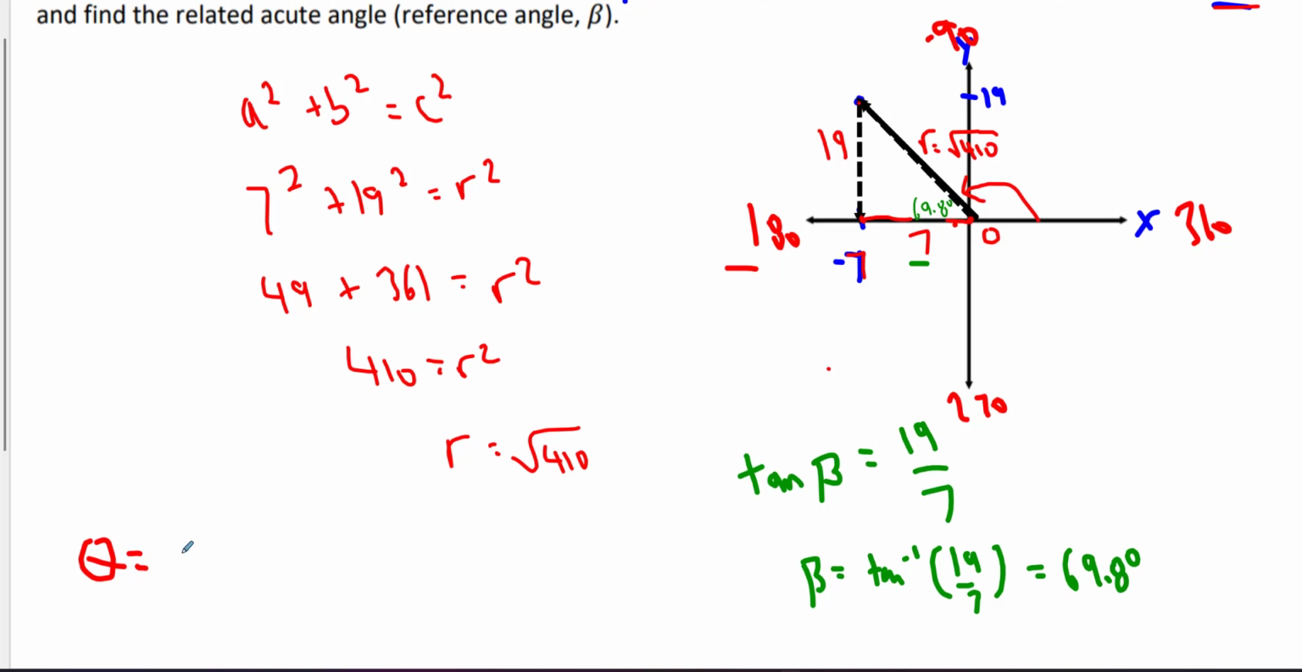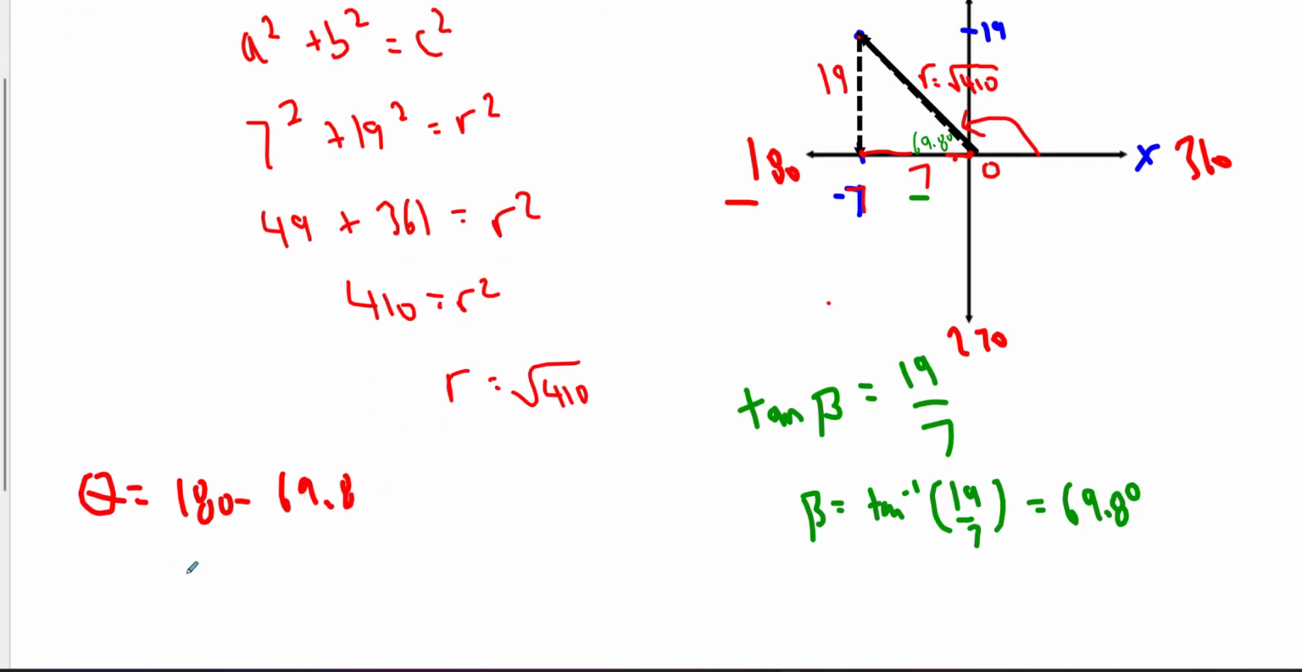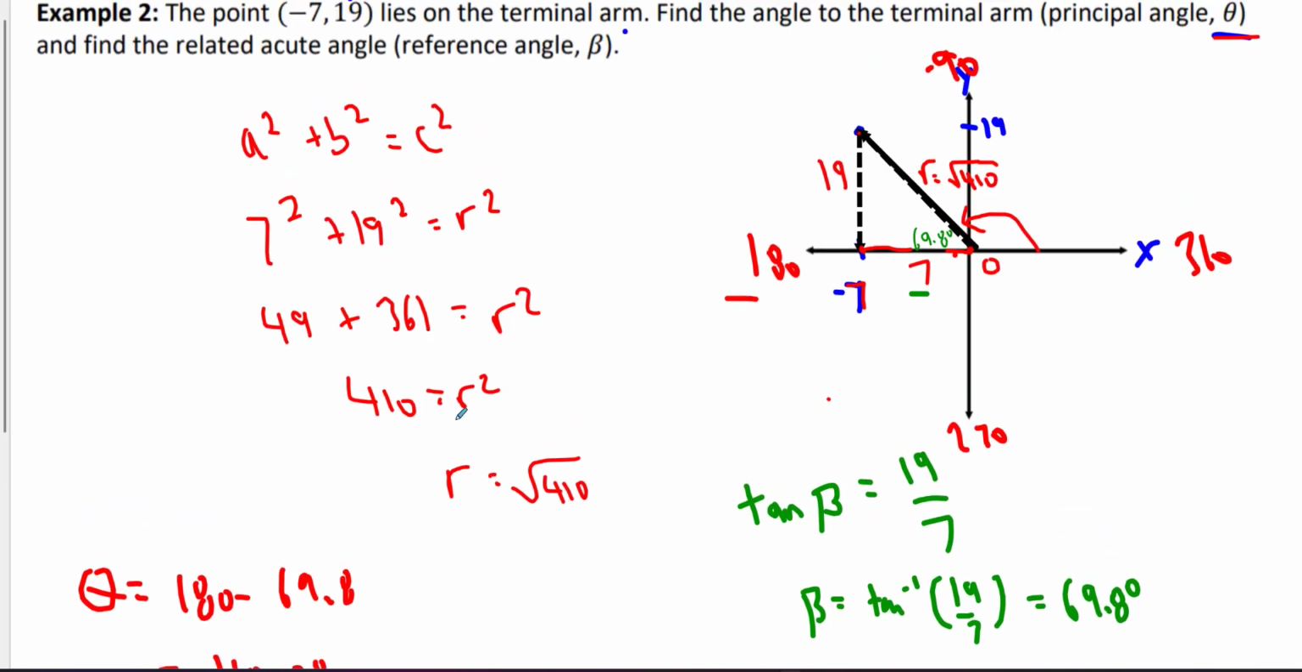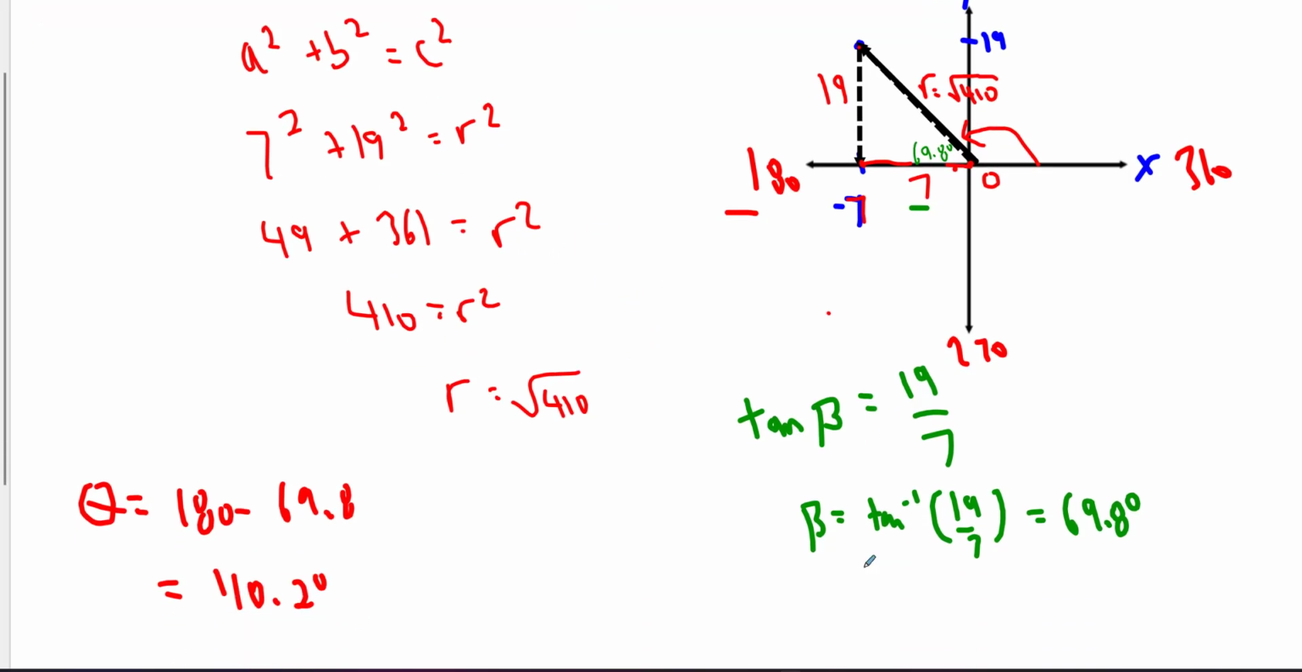So we're going to do 180 minus 69.8. And that is how you get the answer for the principal angle. So 180 minus 69.8, I get 110.2 degrees. And that's the answer.